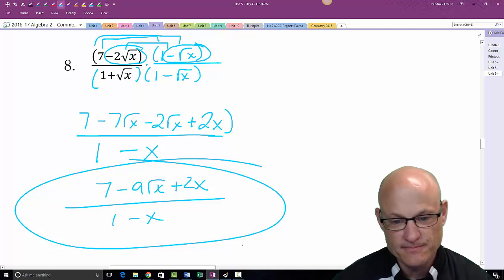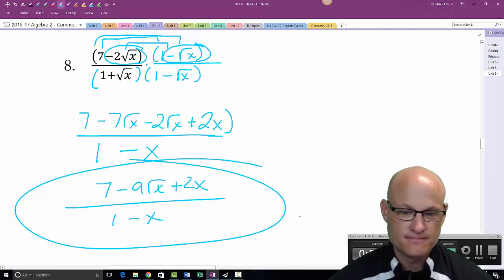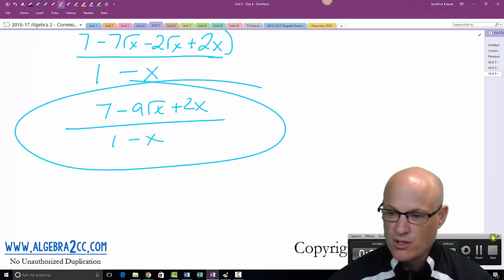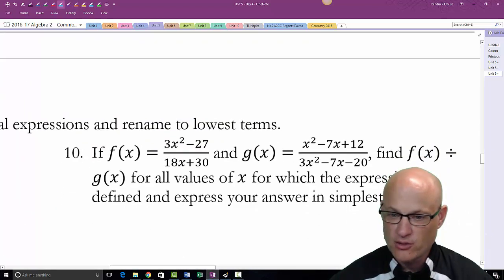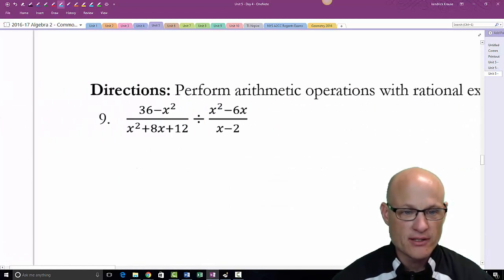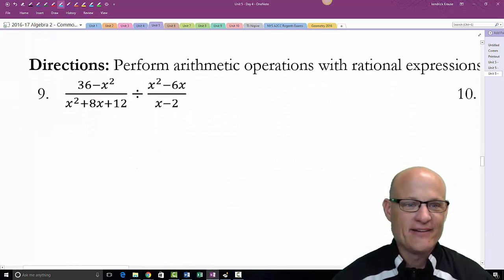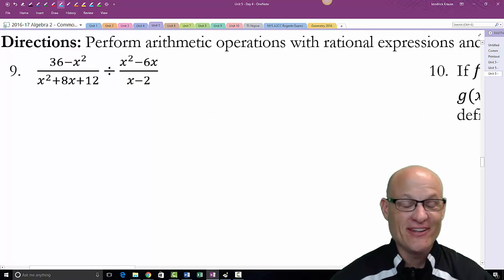Hey, I didn't get the answer key right. Why is that not going down? Go down, go away, go away. Where's 9? Oh my gosh. Fractions, divisions. It's so fun.